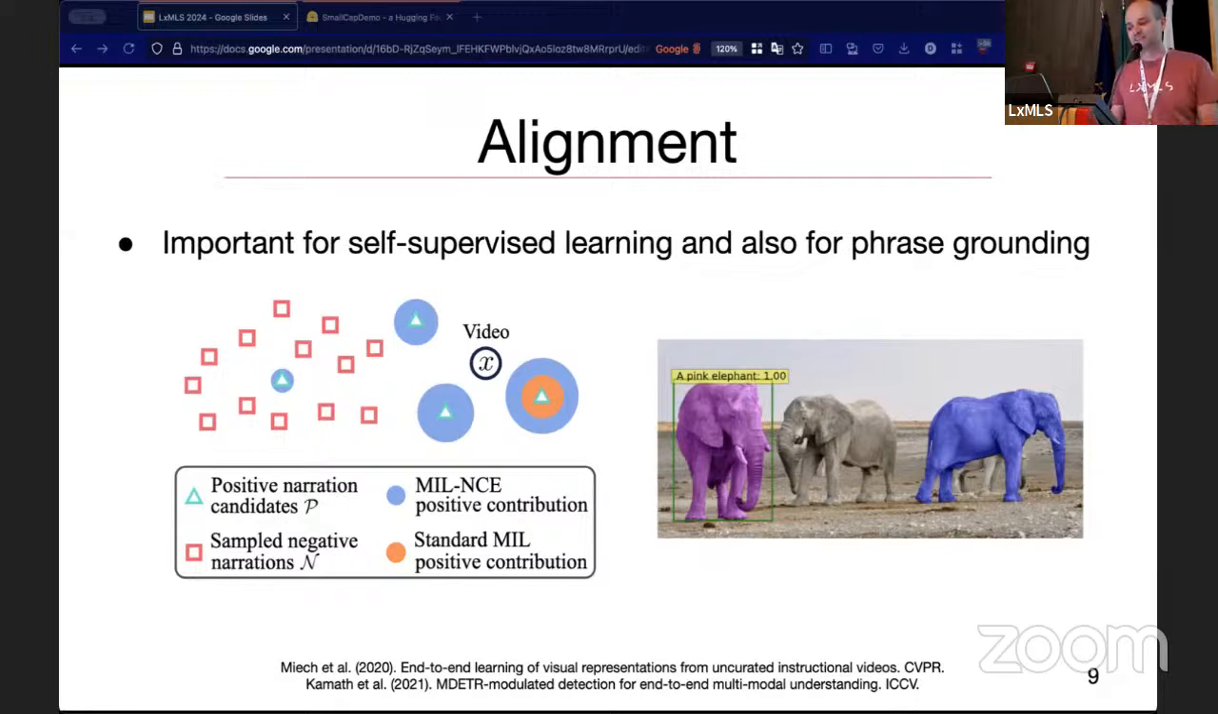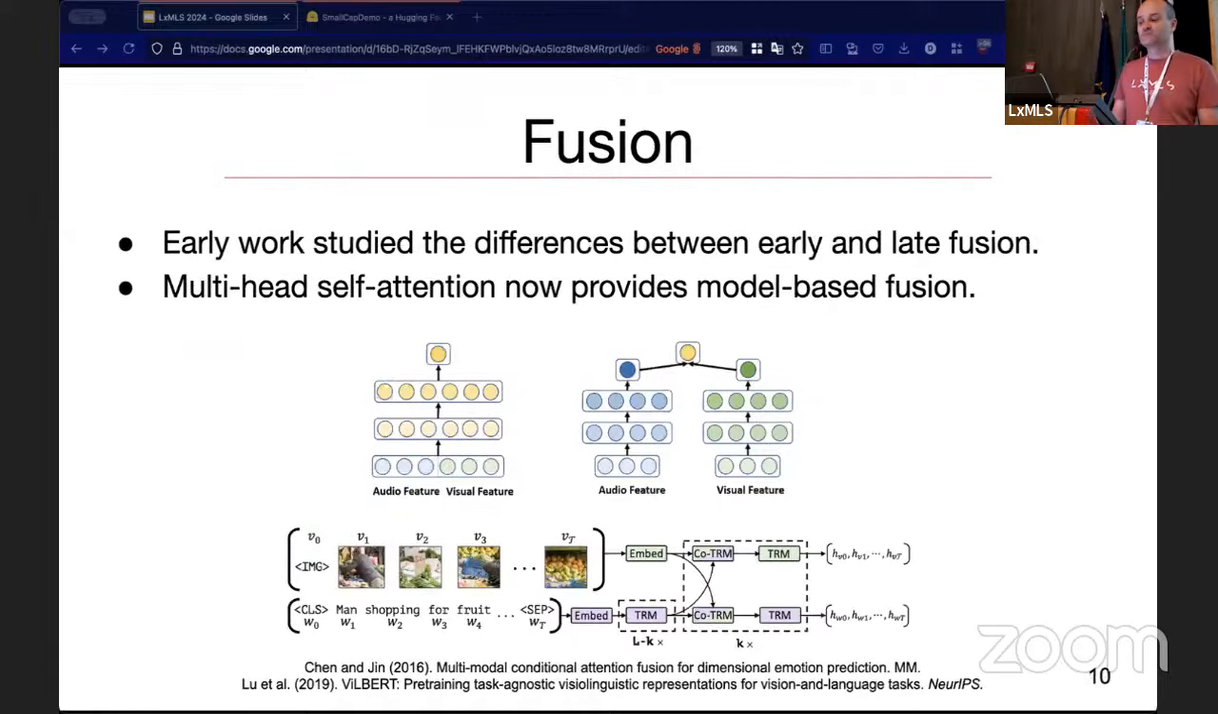And in terms of fusion, a lot of early work studied the differences between so-called early and late fusion. But in the era of transformer-based models, we now have multi-head self-attention operating over all of the different inputs, providing us with what I call model-based fusion. So we're no longer trying to impose priors about how these representations should be learned. We're leaving it up to a massively parameterized neural net.